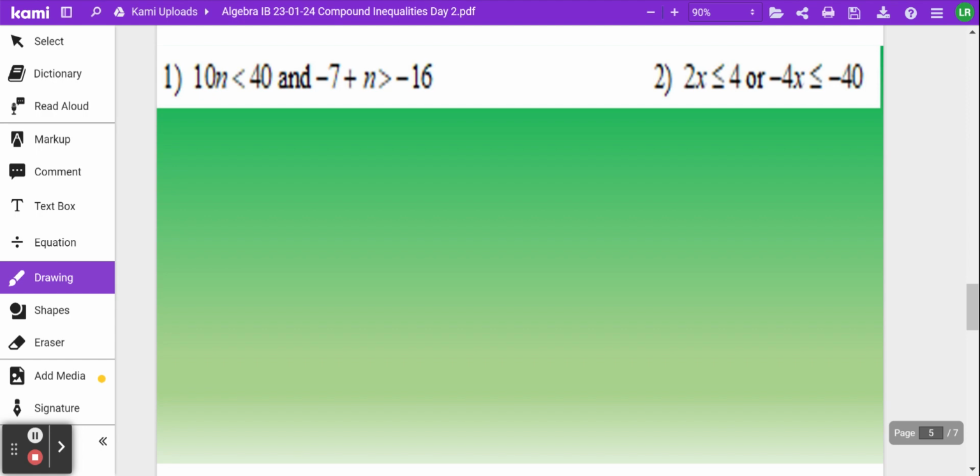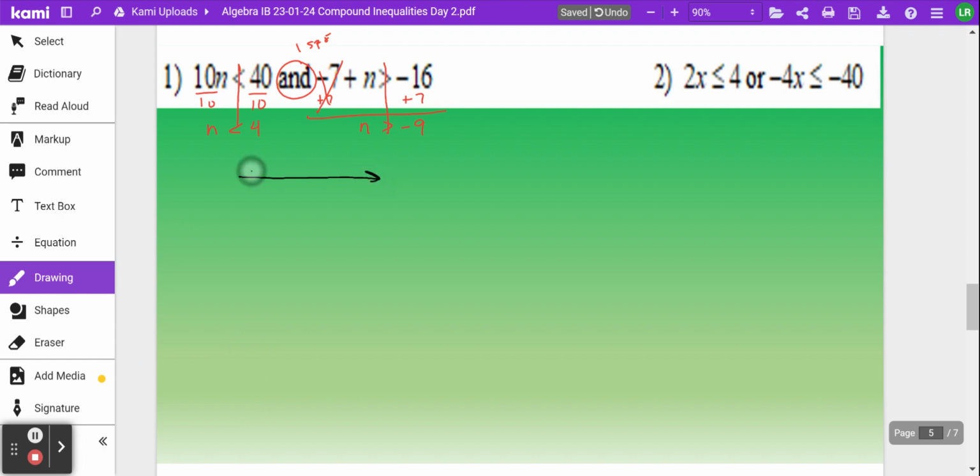All right, this first one's an and statement. So let's solve it. I'm going to write a note for and. I'm shading 1 spot. So divide by 10. Don't need to flip my inequality sign. It's n is less than 4. That part's done. Okay, for the second one, I have to add 7 to both sides. I'm getting n is greater than negative 9. Okay, so I have my 2 answers.